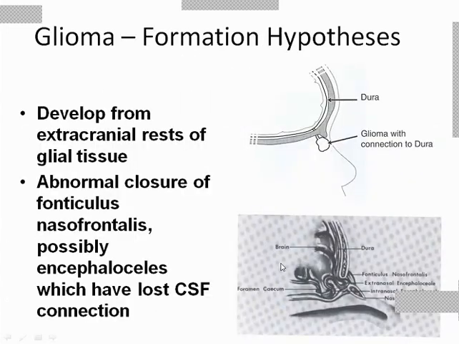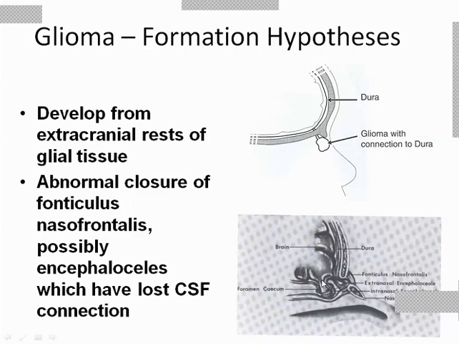A dermoid can be intranasal also. Here also the dermoid goes intracranially through the foramen cecum, through the connectivity to the dura, but it is closed. So there is development of extracranial rest of glial tissue, abnormal closure of the frontalis, possibly. So these are the possibilities of encephaloceles which have lost CSF connectivity. They are originally encephaloceles, but because of the fusion they lost continuity with the intracranium and the CSF, they will become completely solidified, and then they are very firm.